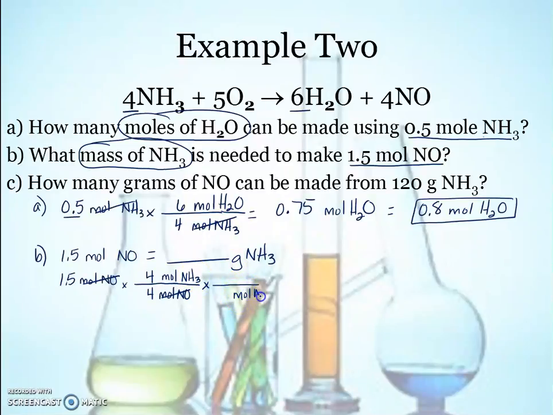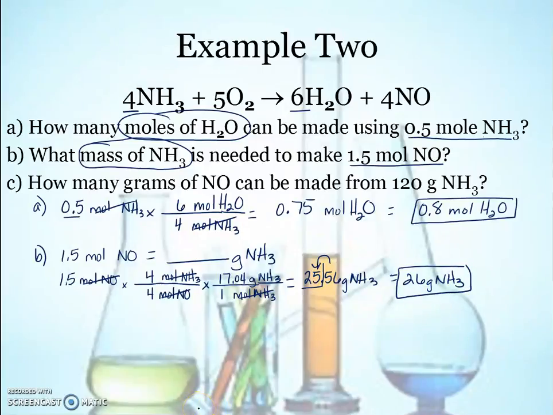So we put moles of NH3 here on bottom because we want that to cancel. And we put grams of NH3 on top. Okay, well 1 mole is equal to 17.04 grams of NH3. And now you do the math. So 1.5 times 4 divided by 4 times 17.04 gives us 25.56 grams of NH3. But we want two significant figures. So this becomes 26 grams of NH3. And remember, if I'm going too fast, feel free to pause it, rewind it, watch again.